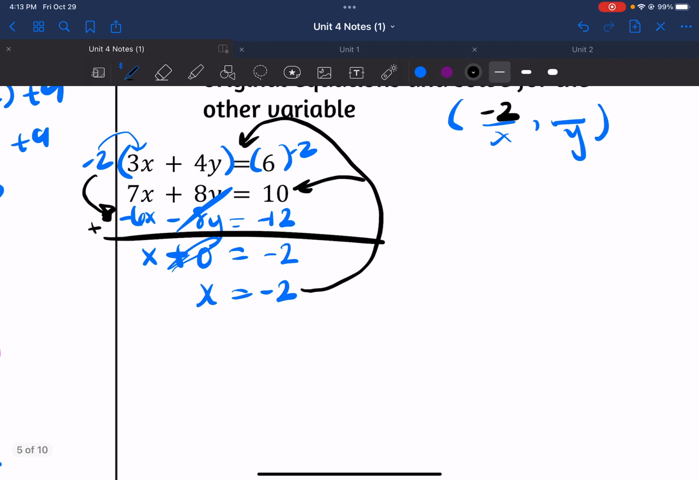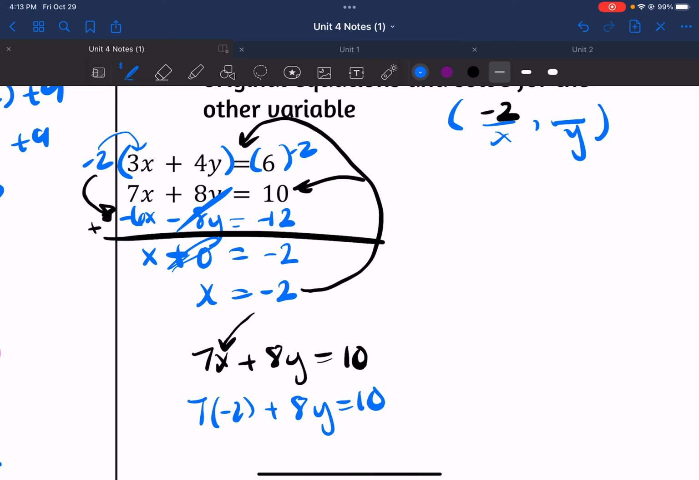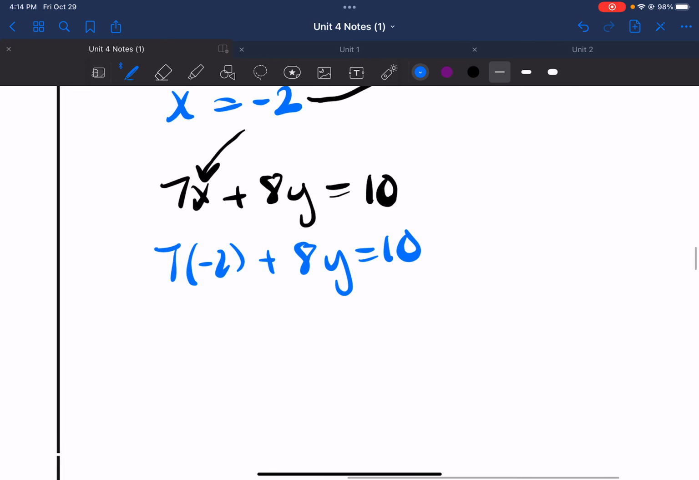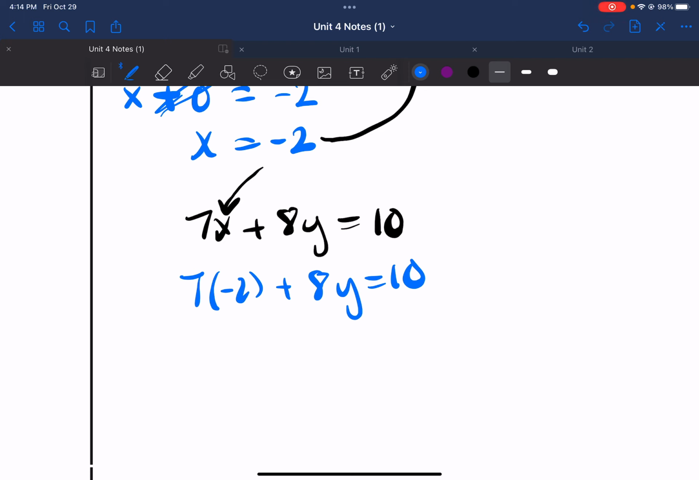It's super easy. So let's say I'm going to take 7x plus 8y equals 10. Okay? Now we know my x value is what? It's negative 2. So now I'm going to substitute that negative 2 for this x. So now it's actually going to be 7 times a negative 2 plus 8y equals 10. So let's go ahead and solve this real quick, and then I'll get my y value. I need to solve for y, right? So I need to get this y by itself right here.